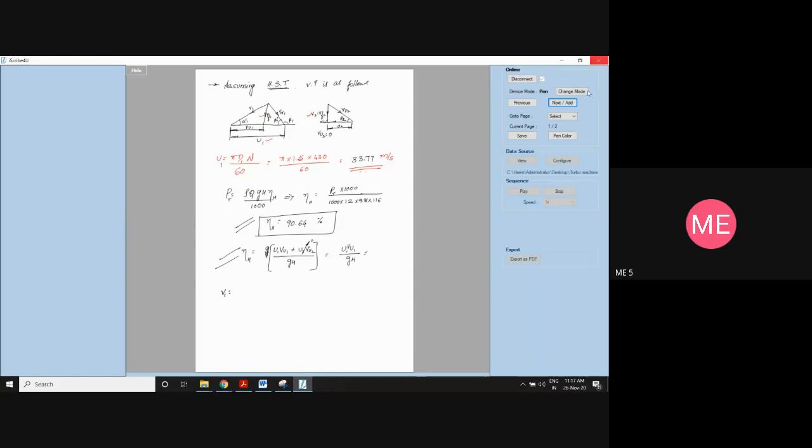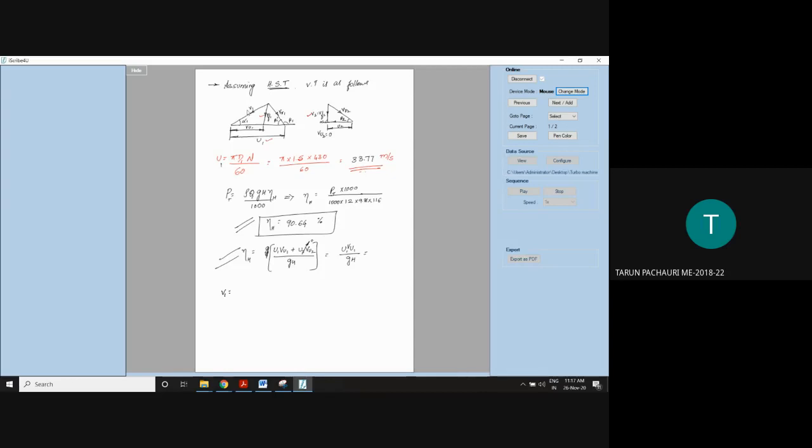With this known data, what are all the data you know now? You know only VF, the one I mark in red color here. VF1 I know. U1 I know. I don't know VU1. I don't know V1. So how can I find out V1? Can you tell? So we'll find VU1, sir. Okay, very good. Find VU1.